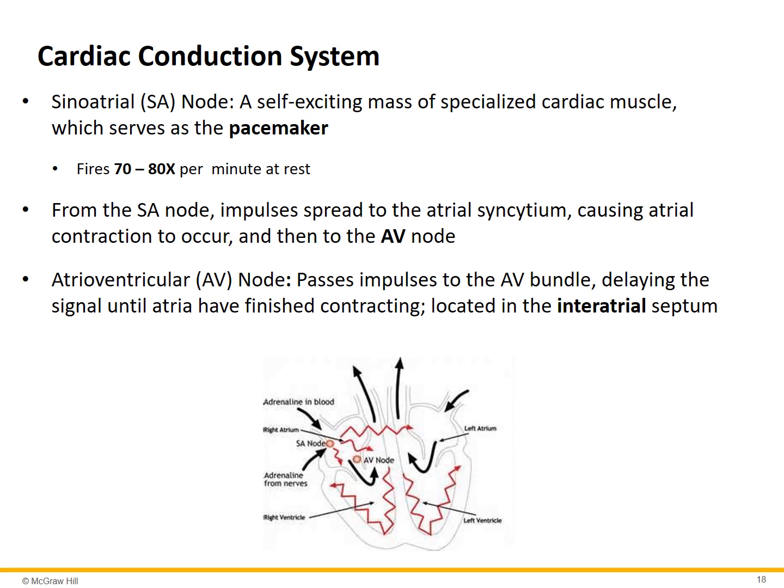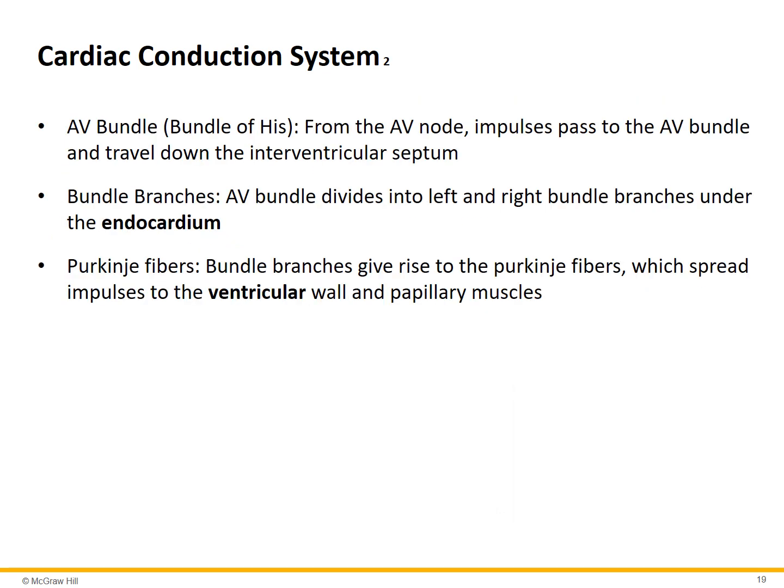So I know that we just mentioned the interventricular septum. So that's the wall of myocardium that is found between the right and left ventricle. There is also a septum between the two atria. So that's the interatrial septum. So from the AV bundle, the impulses pass down the interventricular septum.